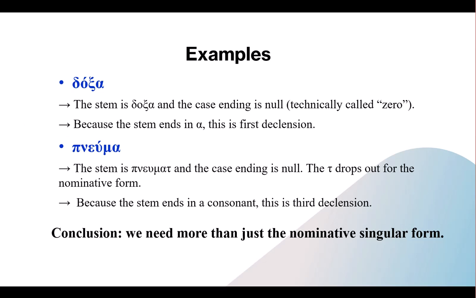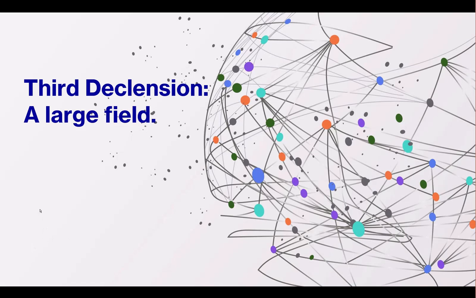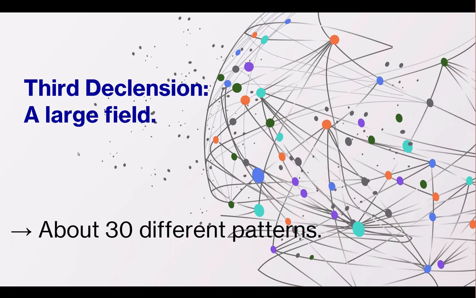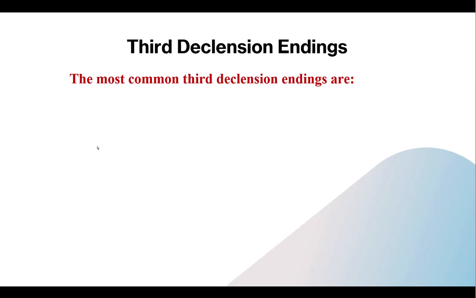what declension it is. Now we can note up front that third declension is a large field. There's a lot of third declension patterns. There are about 30 different third declension patterns. But the most common third declension endings are the ones that we're going to see here. So in our table, we're going to see that masculine and feminine are the same, and then that neuter is a slight variation from the masculine and feminine.